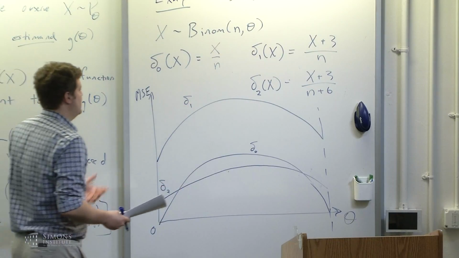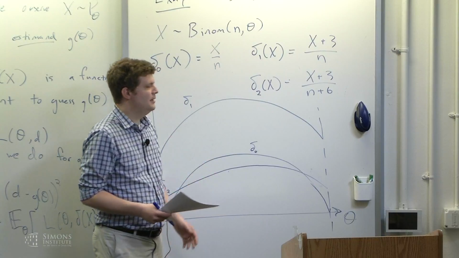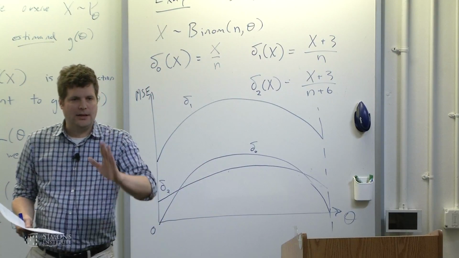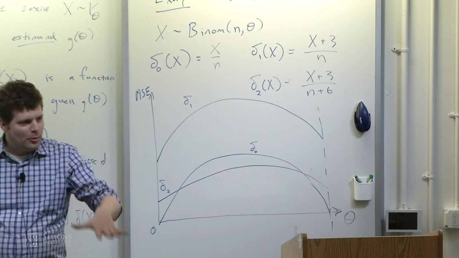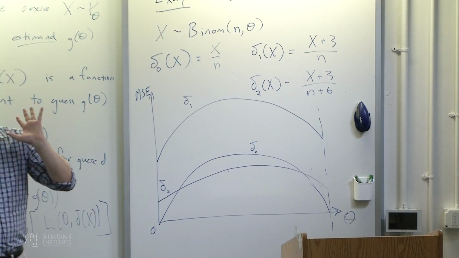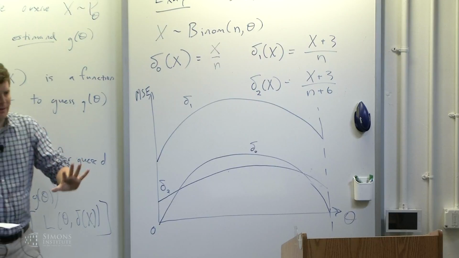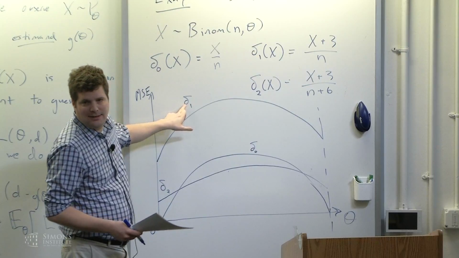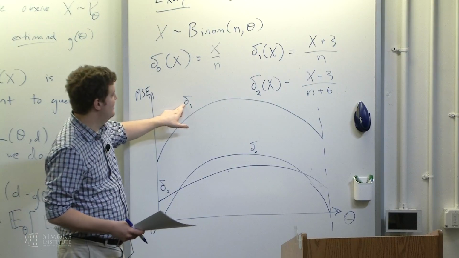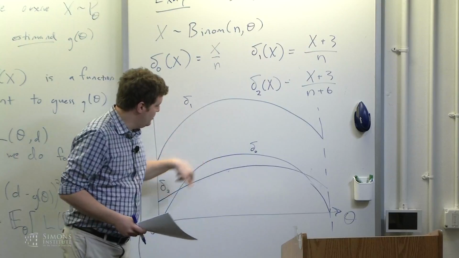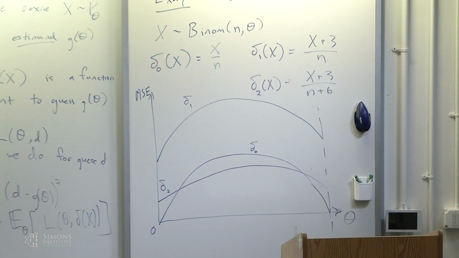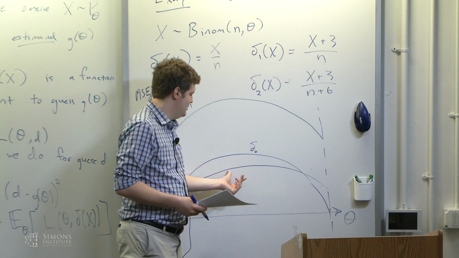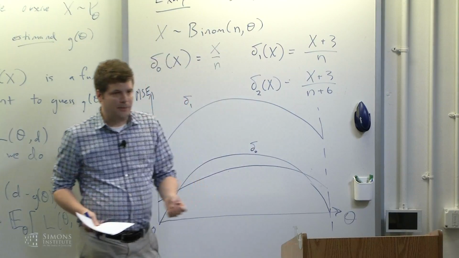So you would think from the name and the definition that we would never ever use an inadmissible estimator. That's almost true, but it gets more interesting than that. We're not going to go into that, but it's not quite always true. But in this case, we have the right intuition that this is just a bad estimator. If we're comparing delta 0 and delta 2, it's not clear which one is better. Neither one uniformly dominates the other.